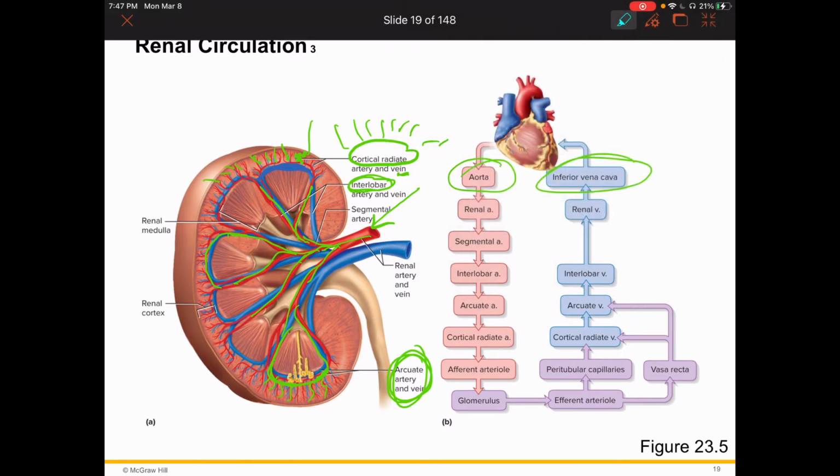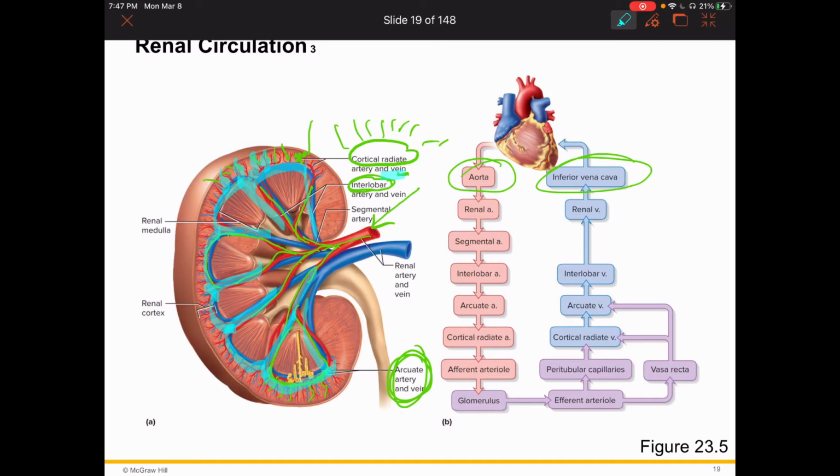Light blue highlighter, right? We're going to collect back down here, and this is all the cortical radiate veins. So this is one first stop, and then the second stop is going to be here in the arcuate veins. And then when we leave those, we go back down through the interlobular veins, right in between the lobes.